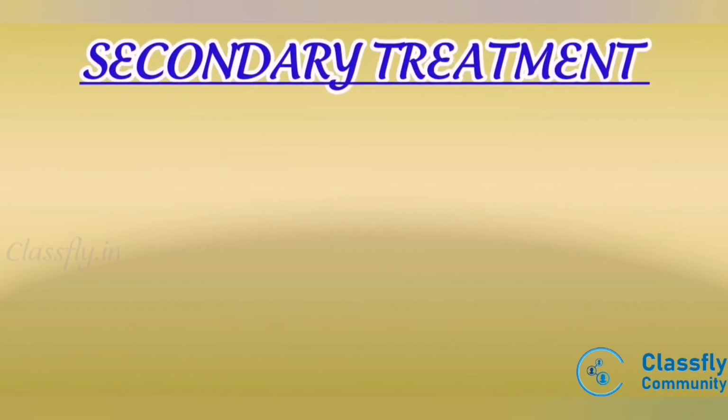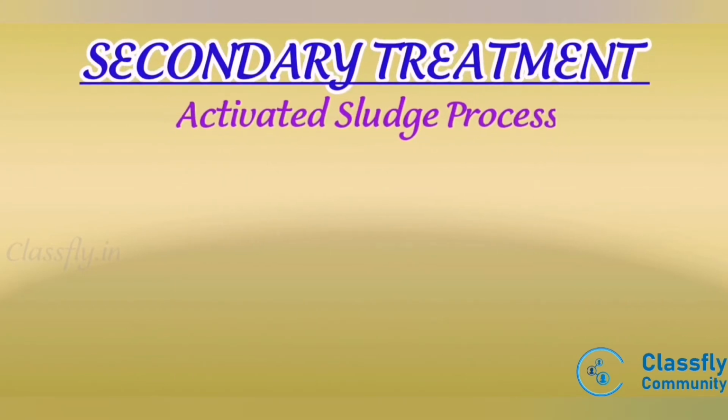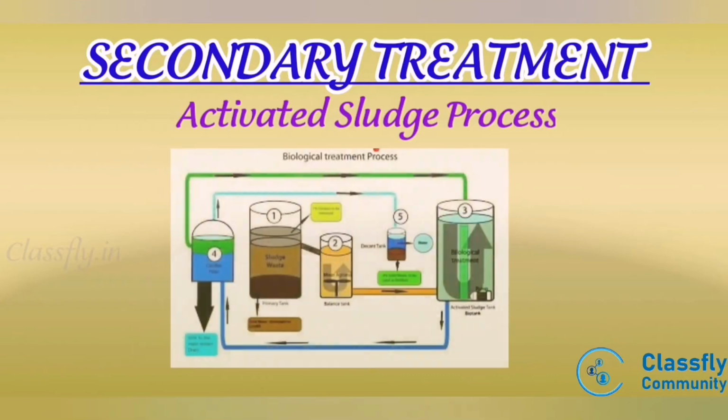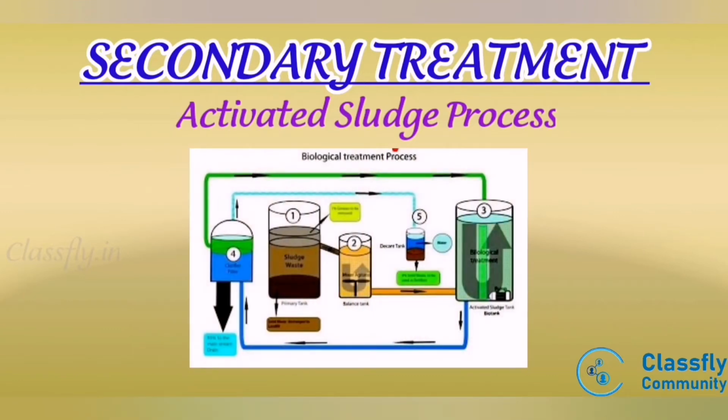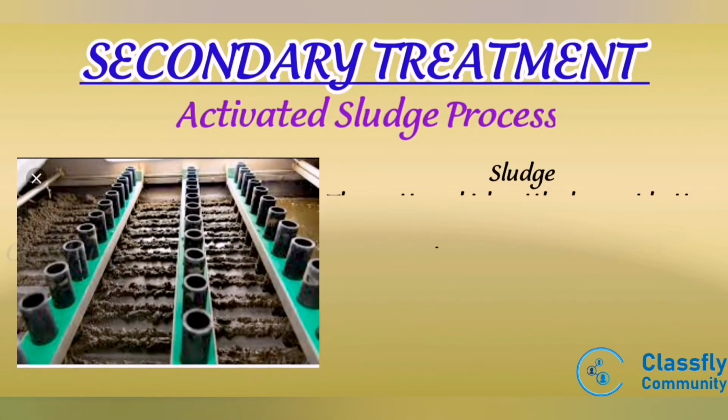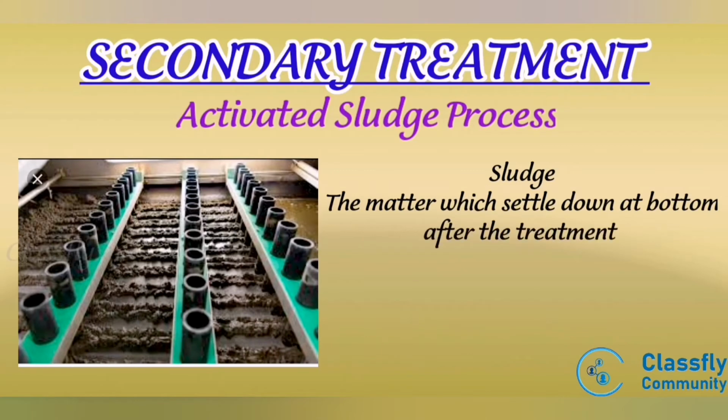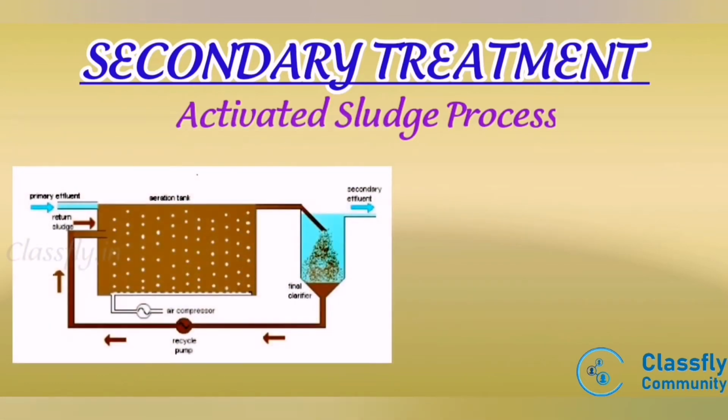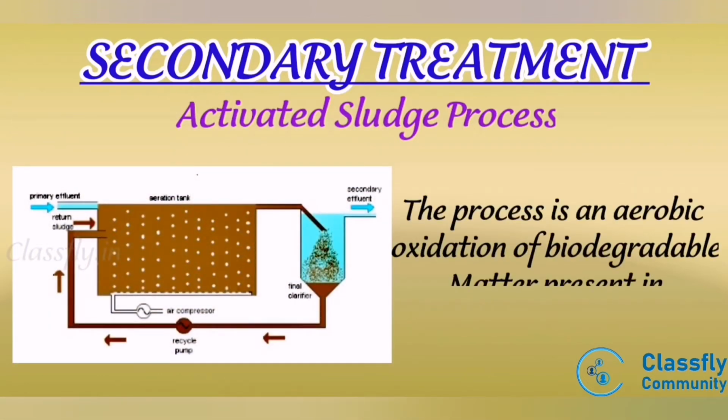Next, move on to the secondary treatment or activated sludge process. Secondary treatment involves an aerobic oxidation of organic matter. The matter which settled down at the bottom after the treatment is called sludge and the liquid is called effluent. Activated sludge process is an aerobic oxidation of biodegradable matter present in the wastewater.